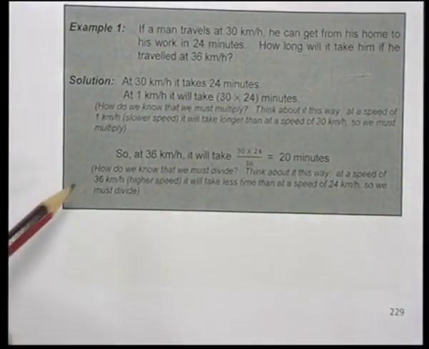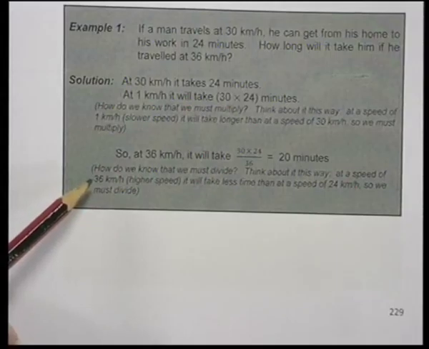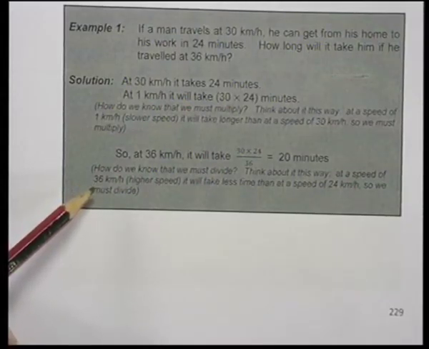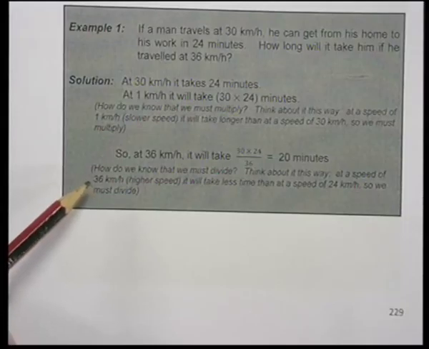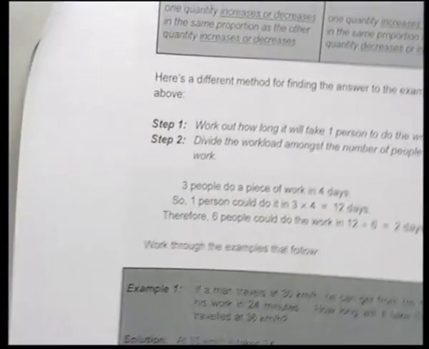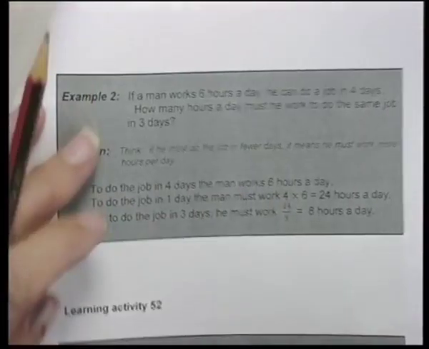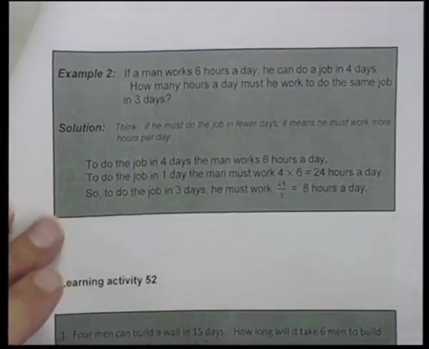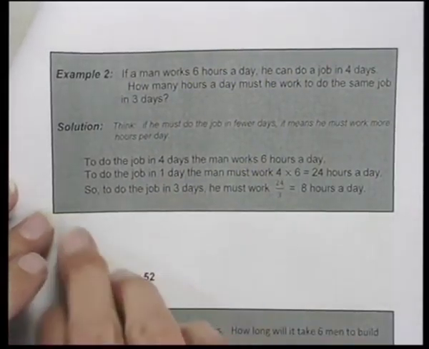And how do we know that we must divide? Think about it in this way. At the speed of 30 kilometers per hour, the higher speed, it will take less time than at the speed of 24 kilometers per hour. So that's why we must divide. So we multiply, and then we must divide when it takes a shorter time. Let's look at this example. So we must make sure and make sense of what we are doing.